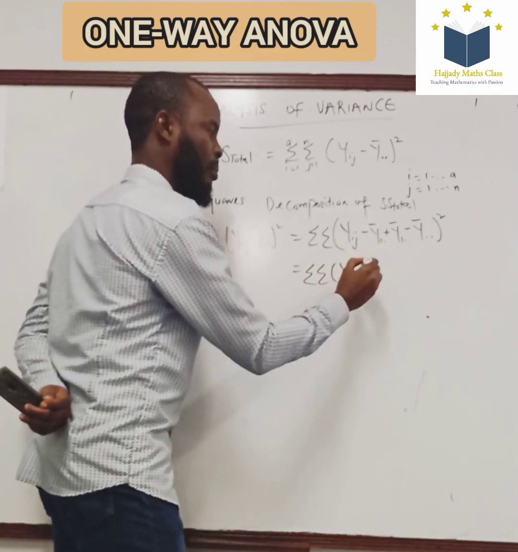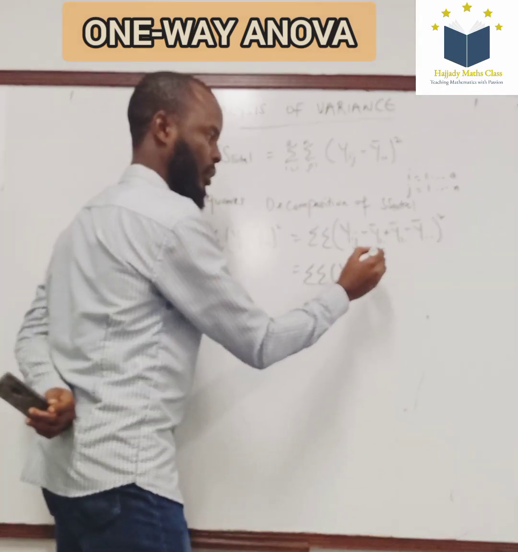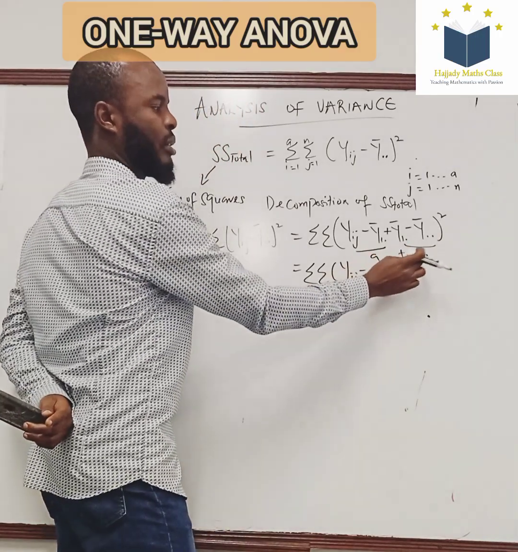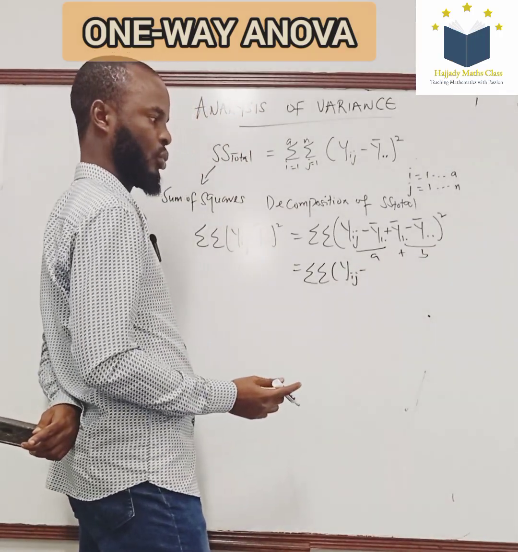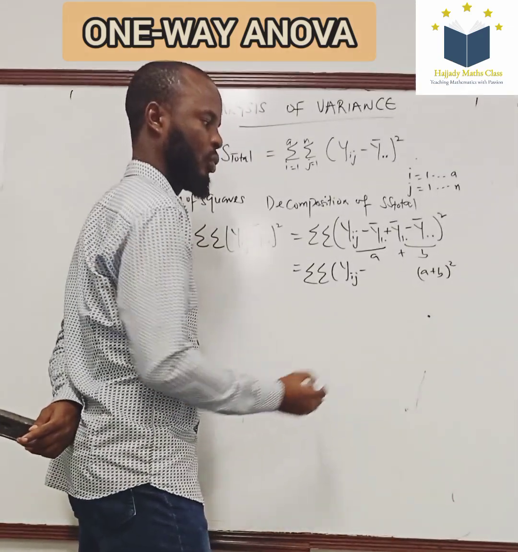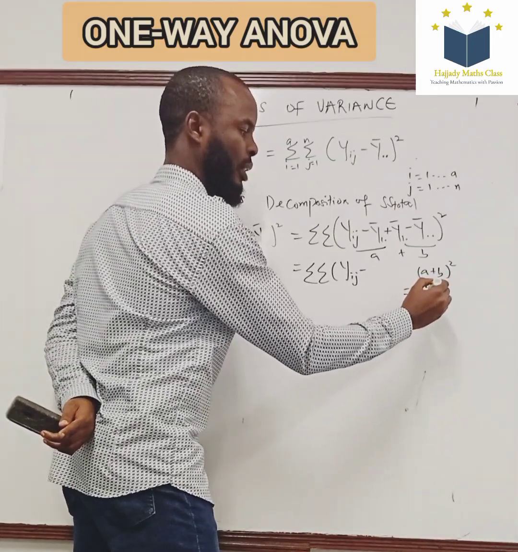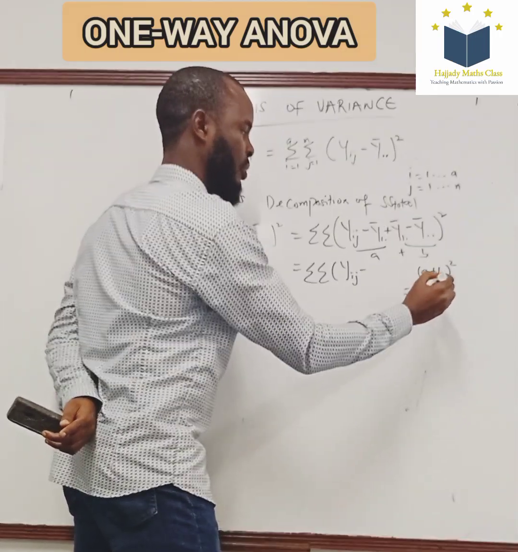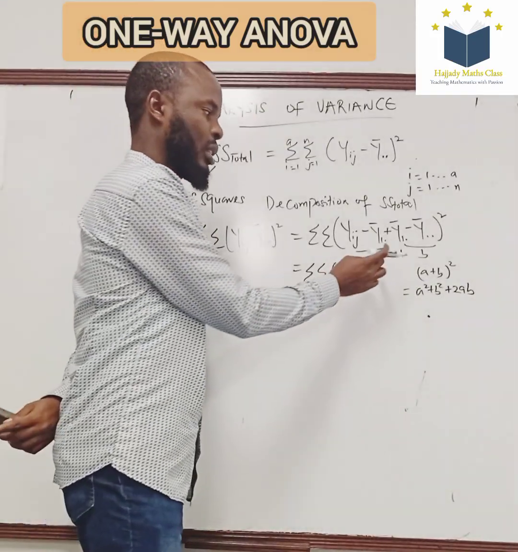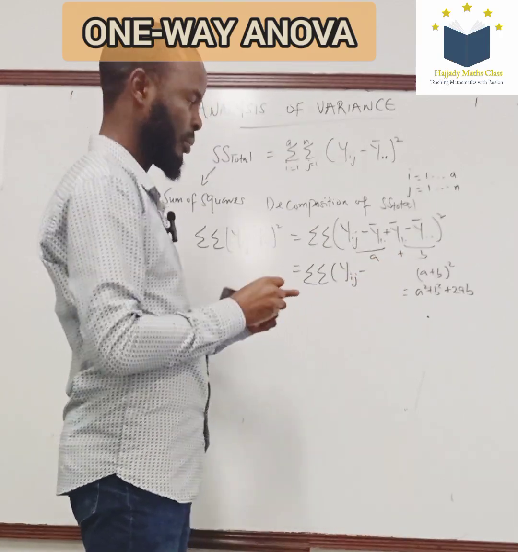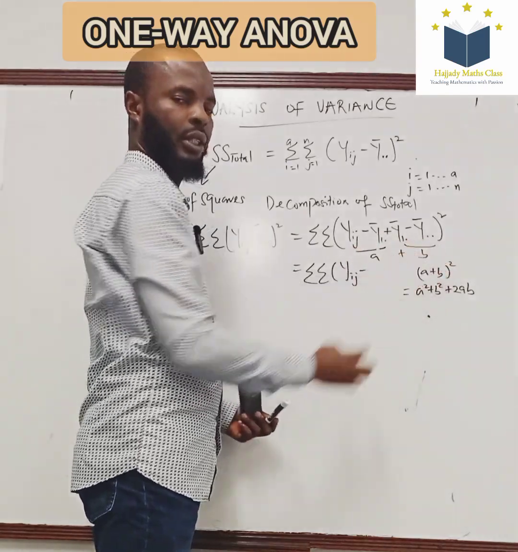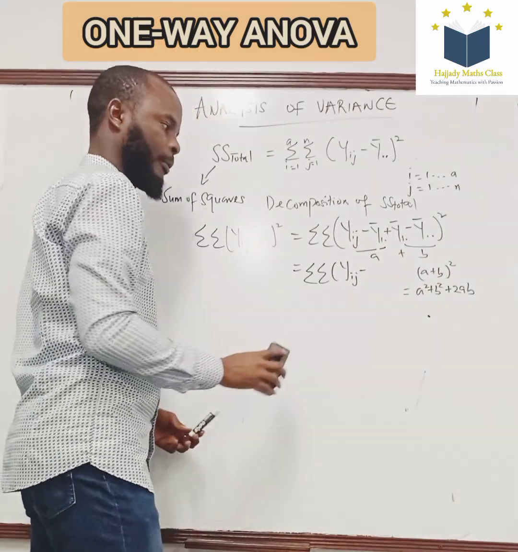This is the same thing as saying Yij minus, just take these two, call these two A, and this B. It is like you having A plus B. And don't forget, if you want to expand A plus B to the power of 2, you are going to have A squared plus B squared plus 2AB. Right? So the same thing is what I'm going to use here. So you are going to have A squared plus B squared plus 2AB. So that's what I'm going to use here.